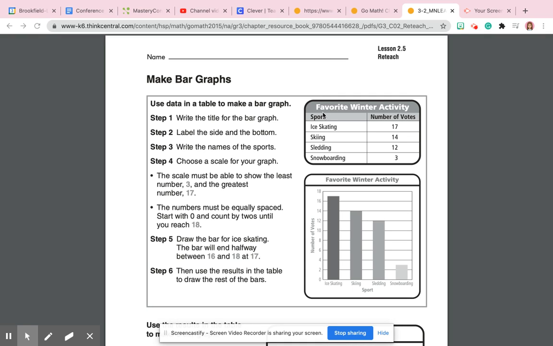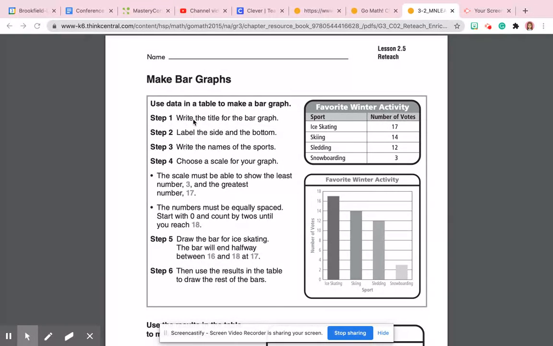All right, you made it to the video where I'm going to walk you through lesson 2.5. This math lesson is going to help you practice how to make bar graphs. So let's read through the directions together. Use data in a table to make a bar graph.